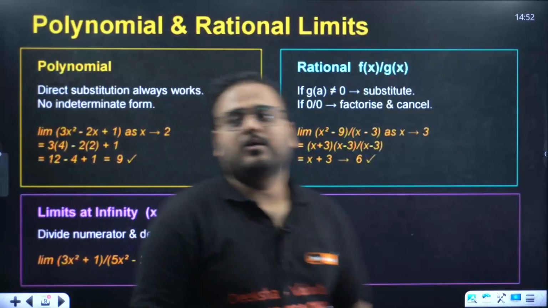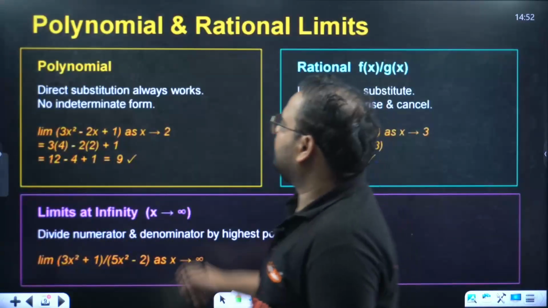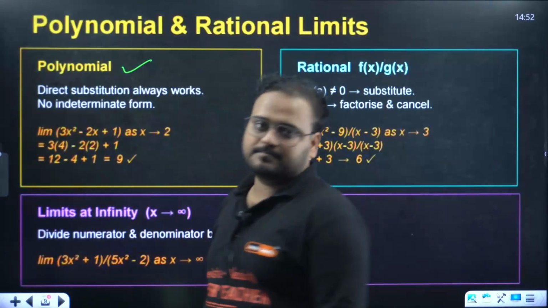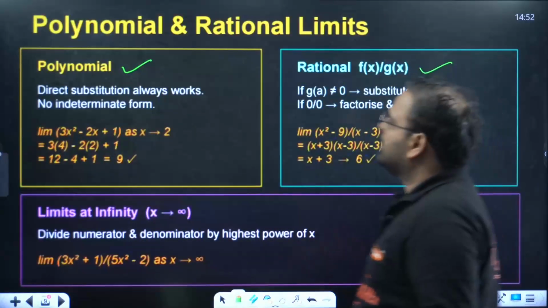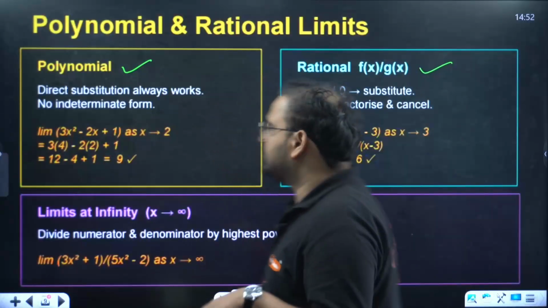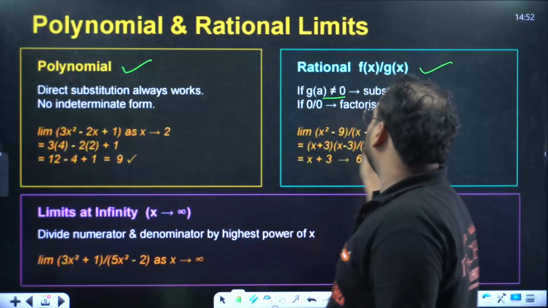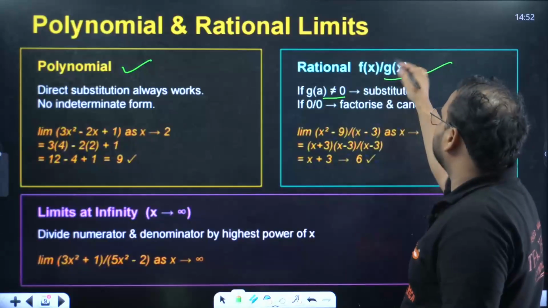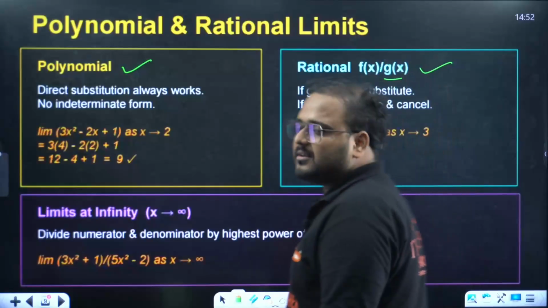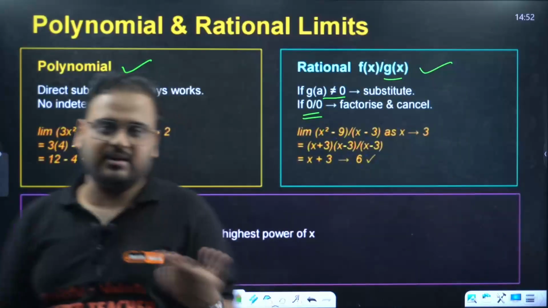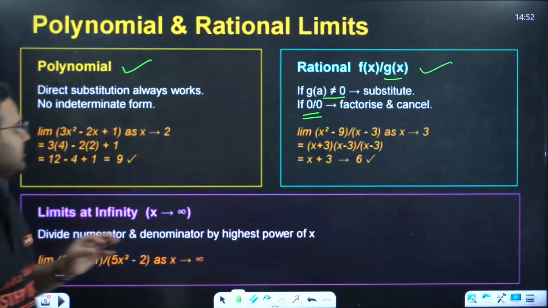Now, we have some other types of limits also when we're dealing with polynomial limits. This can be there in the rational form also. In rational form, we have to ensure that g of a, basically the denominator, is non-zero. If it is f(x) by g(x), this has to be non-zero. And we have to check for the indeterminate form 0 by 0 or whatever other forms are there. We have to check for all the indeterminate forms.